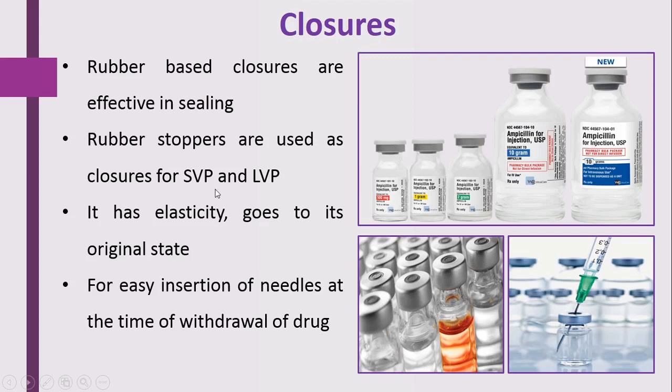But at the time of selection of these rubber closures, some tests are done on the rubber to check the quality, whether it extracts some material or absorbs some material. To check that particular property, these tests are done on the rubber closure. When it complies with all the tests, it is used as a closure for parenterals. So this is about the rubbers which are used as closures for parenteral preparations.